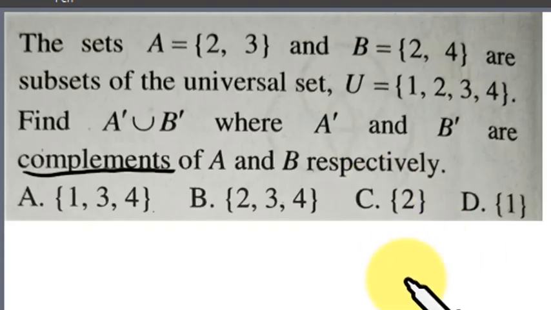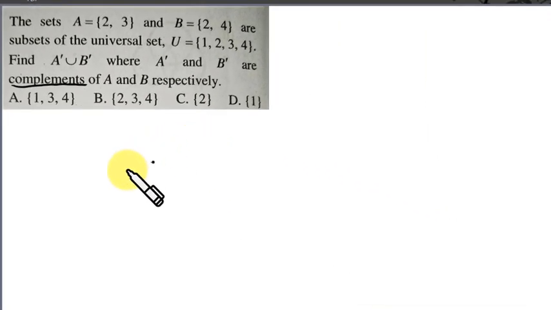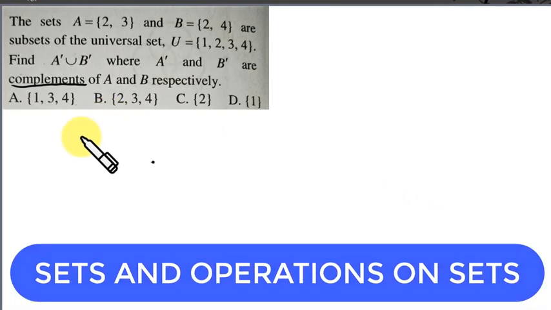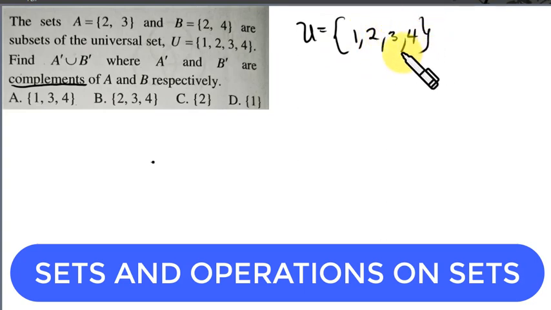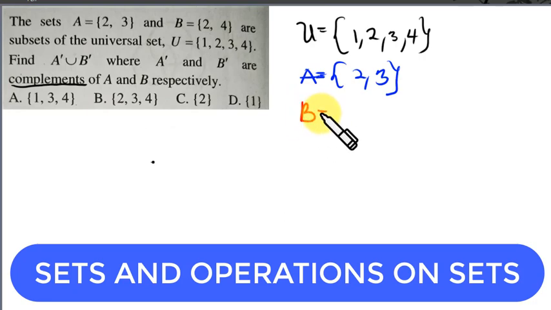So first, let us try to understand what we mean by complement. But let me put down the sets that we have here. The first set I'm going to put down is the universal set, of course, because all sets are subsets of the universal set, and that is 1, 2, 3, and 4. And of course, we have the set A. I'll use the blue ink for the set A. The set A is 2, 3. And we have the set B. I'll use the red ink for the set B. So the set B is 2, 4.